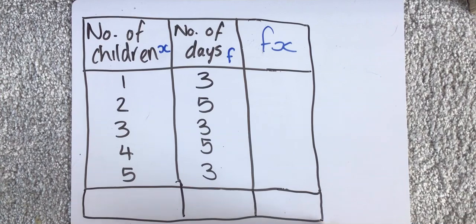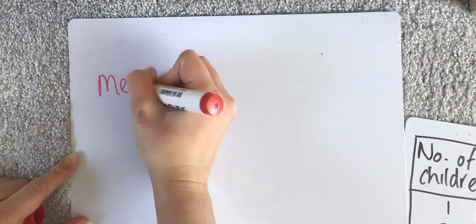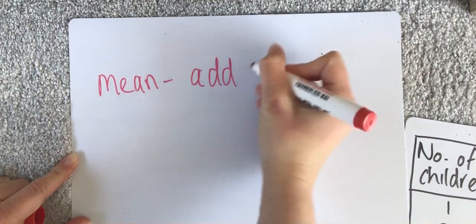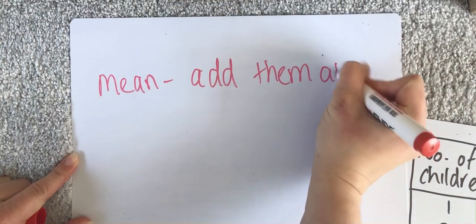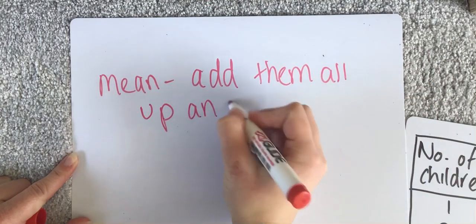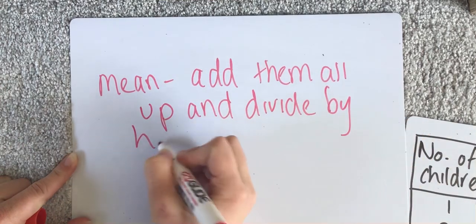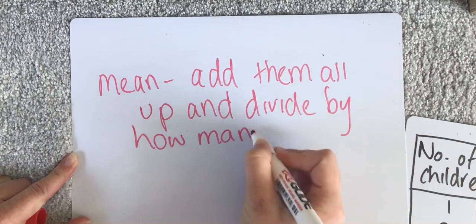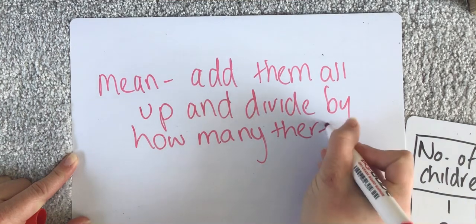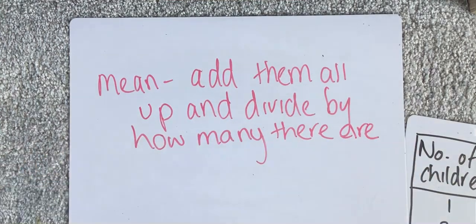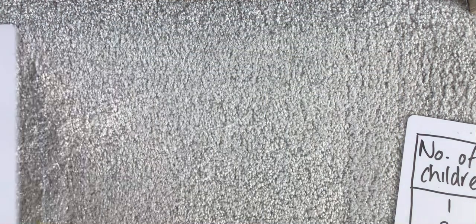When we find the mean, if we think back to what we said, the mean is when you add them all up and divide by how many there are. Except when it's in a table, it doesn't quite work as easily as that, because we can't just add them all up. We need to do a little bit more calculation first.